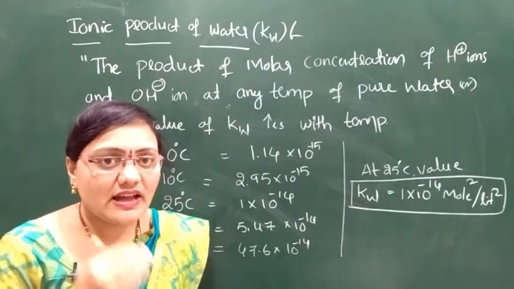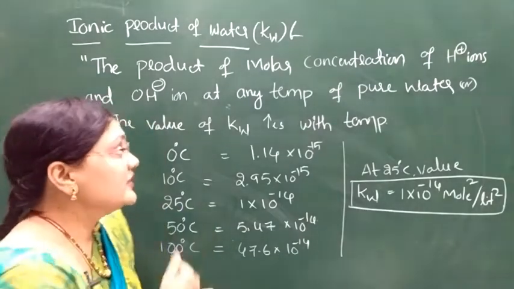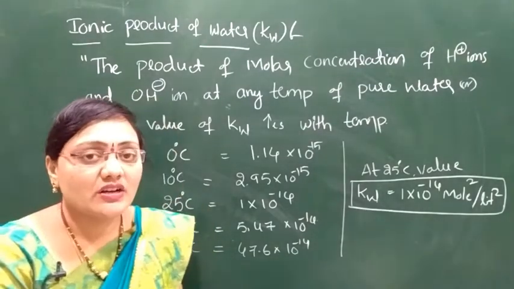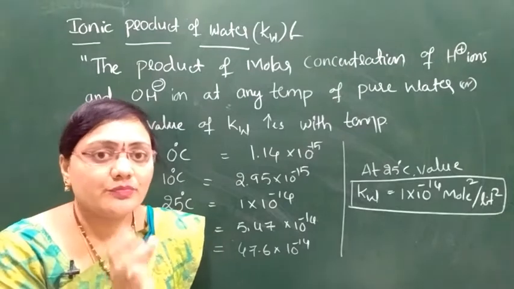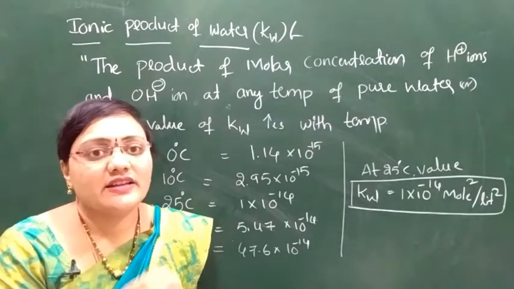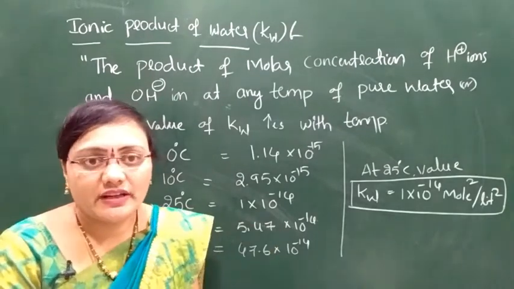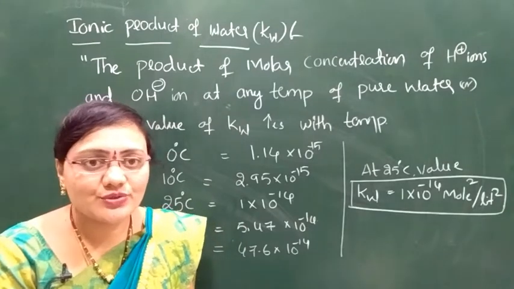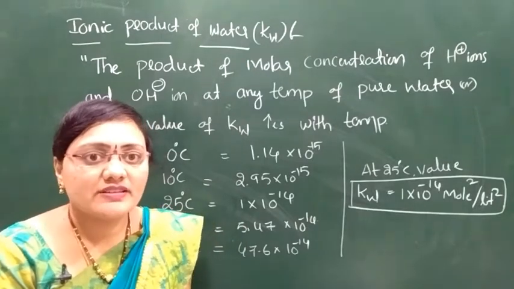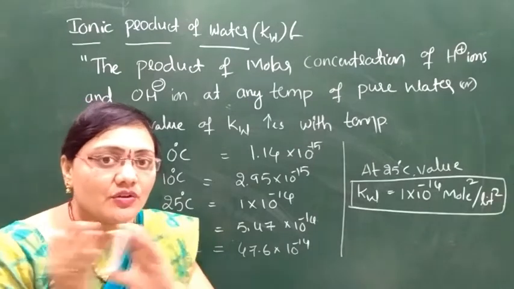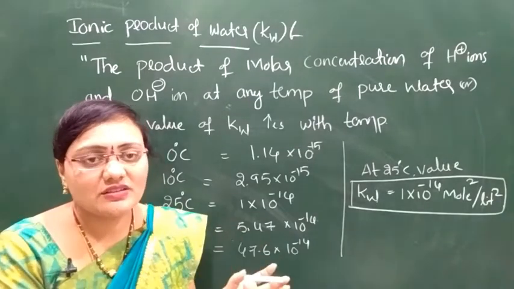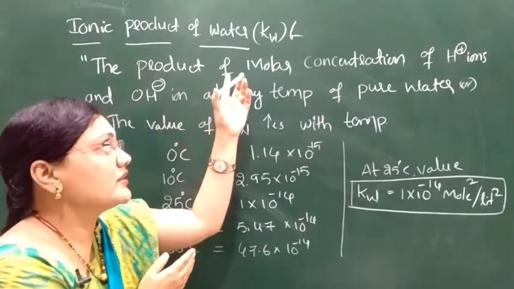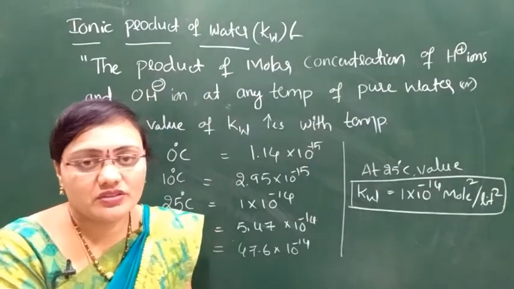Let's discuss the ionic product of water. The ionic product of water is the product of molar concentrations of the ions, H plus ions and OH minus ions. The water formula is H2O, which gives H plus ions and OH minus ions. Water is a pure electrolyte.